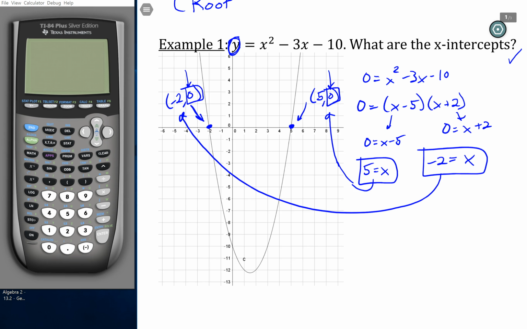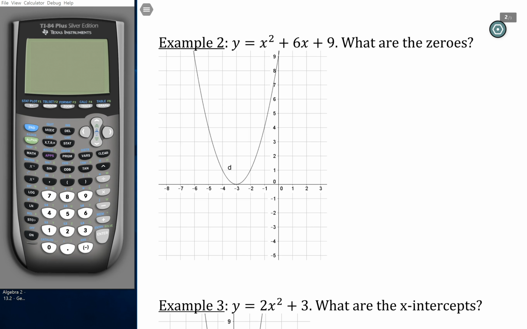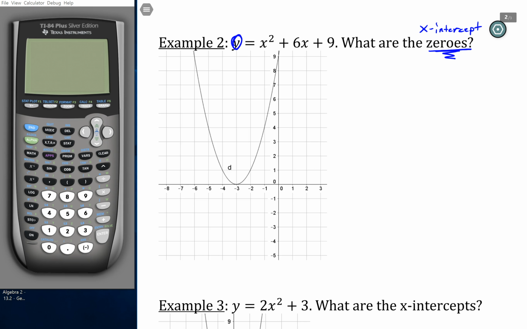So let's look at a couple more examples, then I'll show you how to use your calculator. Second example is this one. I have a function, and I graphed it, and I'm looking for the zeros. Remember, if I see zero, just think x-intercept. It means the same thing. In fact, the way zero got its name, I think, is for the fact that eventually, if we want to solve this, we're going to replace y with 0. We'll take a look at what's going on with this parabola.